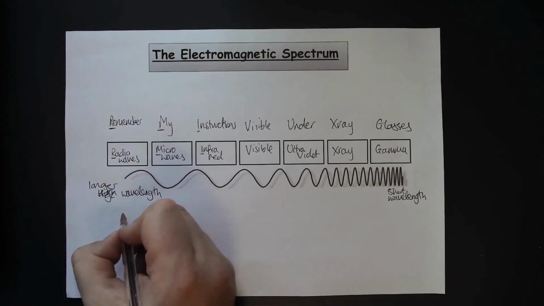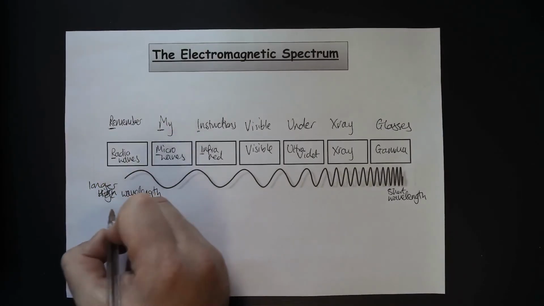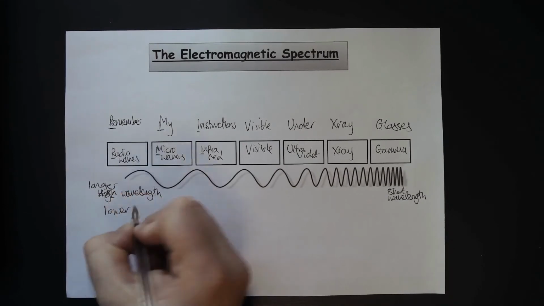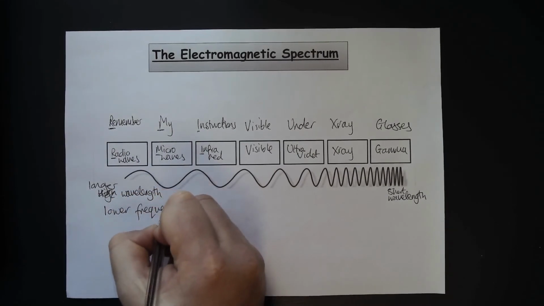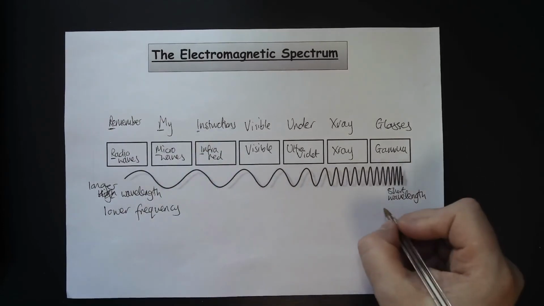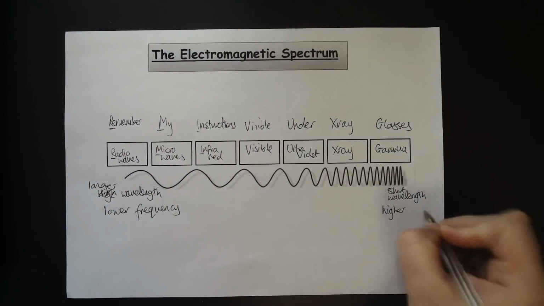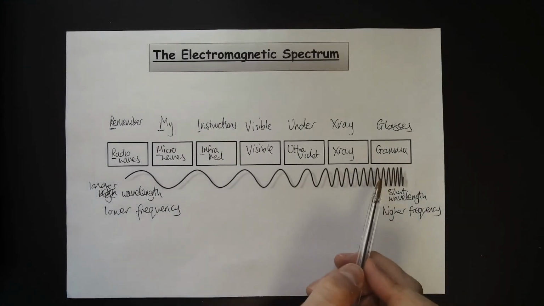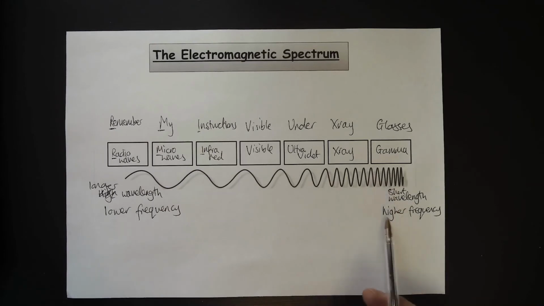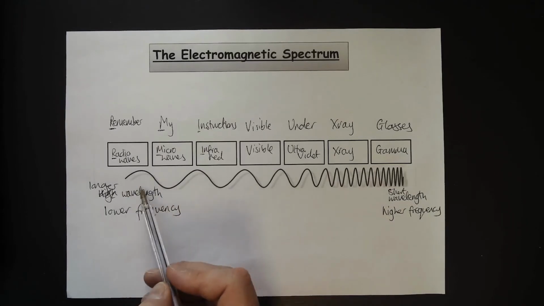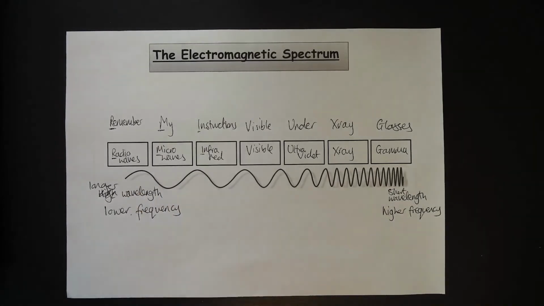Okay, then here, because we have a longer wavelength, we have a lower frequency, and then as we move down the sequence of waves we get to a higher frequency. So gamma rays, for example, have the shortest wavelength but they have the highest frequency, and then as we move up this way, radio waves have the longest wavelength and the lowest frequency.